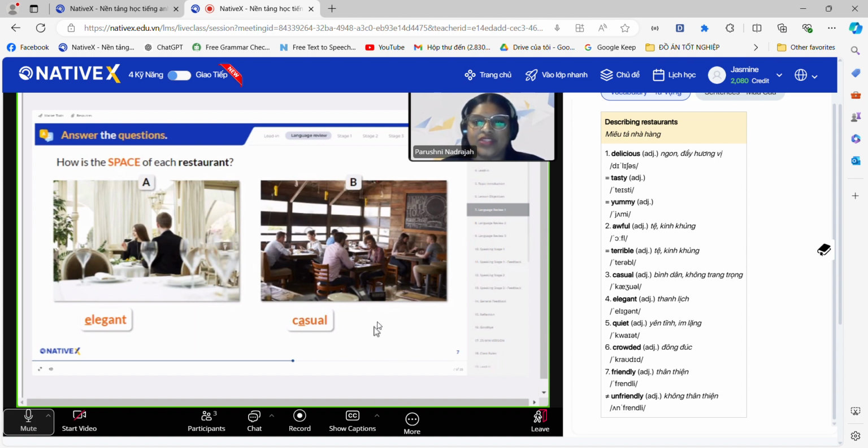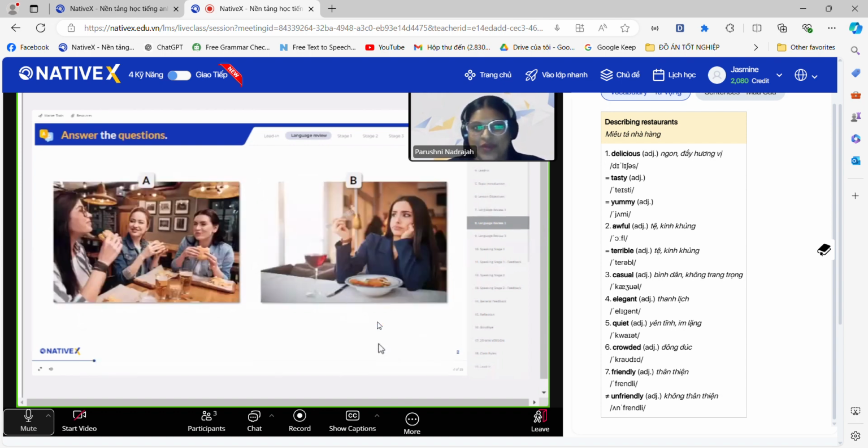And what about how does it look? Does it look noisy or quiet? Does it look quiet or crowded? How does it look? I see picture A is quiet, and picture B is crowded. Well done. So picture A, we see it's elegant and quiet. Picture B is casual and crowded, okay? Well done. Thank you for answering.